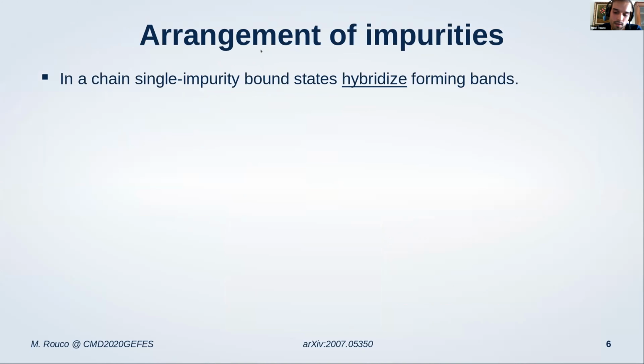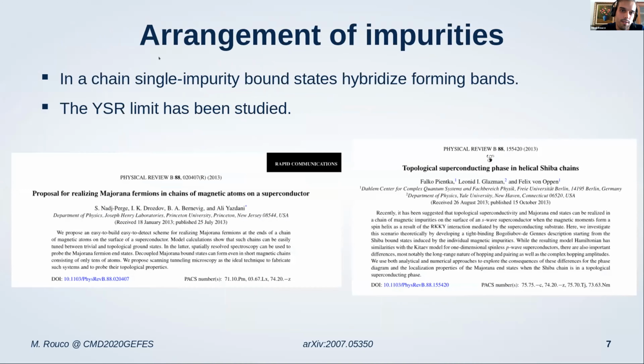Now that we understand how the physics in a single impurity works, we can start thinking about arranging many of these impurities, forming a chain, so that we can expect that the bound states hybridize, forming bands. As you may know, this idea was already considered in many previous studies, but for impurities that exhibit Yu-Shiba-Rusinov states, like atomic impurities, as for example in these two famous papers by Nadj-Perge and collaborators and Pientka and collaborators, where they found some topological phases and Majorana bound states at the edge of the wire.